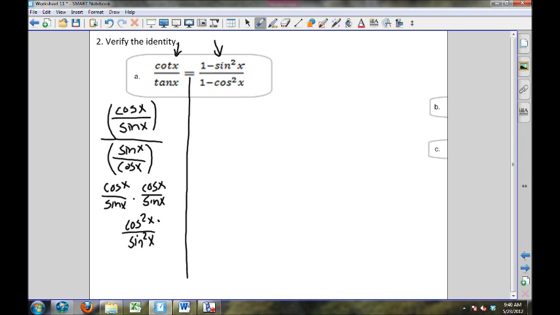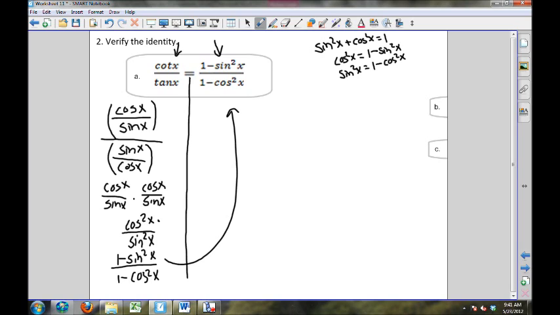So whenever I see a cosine squared and a sine squared, I'm going to think of my Pythagorean identity, sine squared x plus cosine squared x equals 1, which if I manipulate by bringing one term to the other side, I get cosine squared x equals 1 minus sine squared x, and equally true would be sine squared x equals 1 minus cosine squared x. So I can use that identity in here, and I get 1 minus sine squared x over 1 minus cosine squared x, which is exactly what I was trying to show.